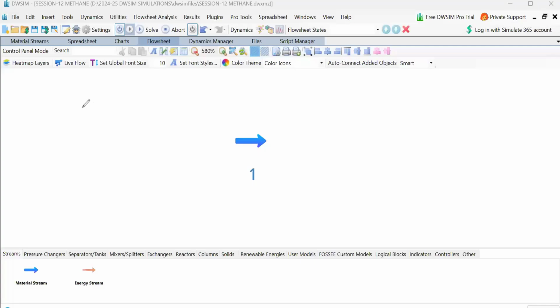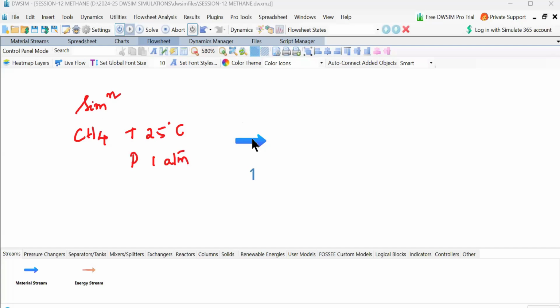In this simulation, we are going to look at a single stream for the component methane. As a specification, we are giving temperature to be 25 degrees centigrade and pressure to be 1 atmosphere.